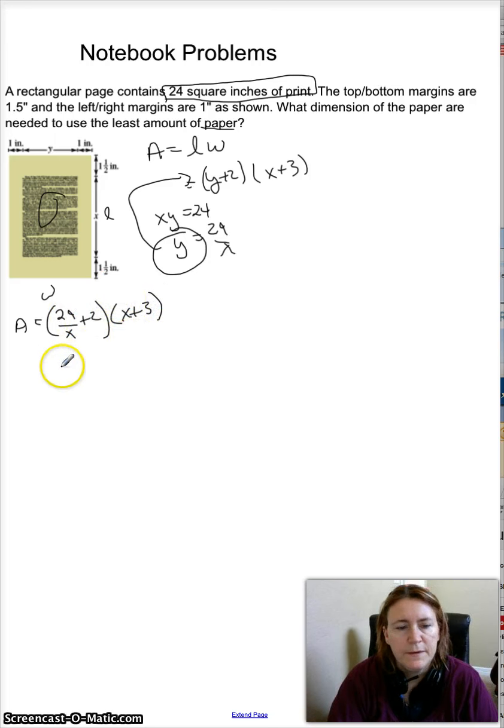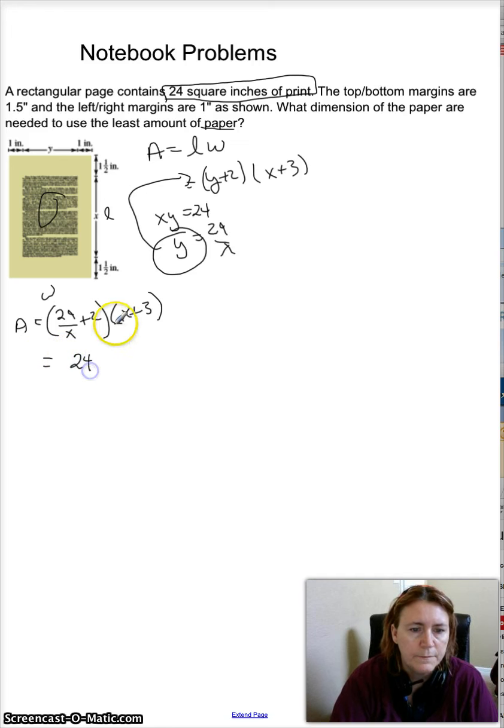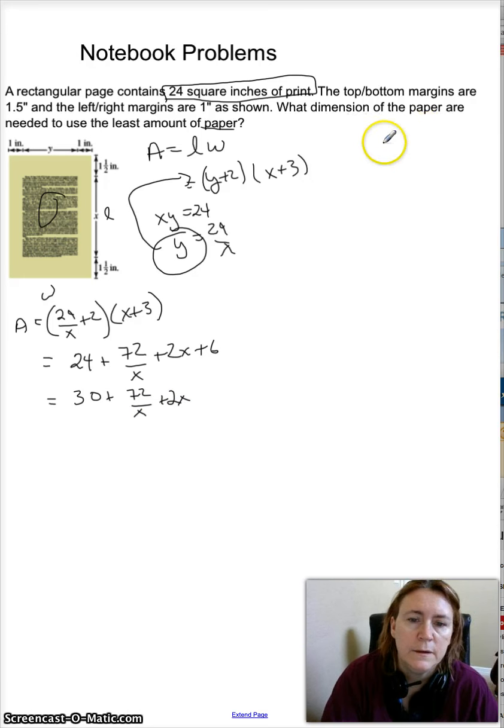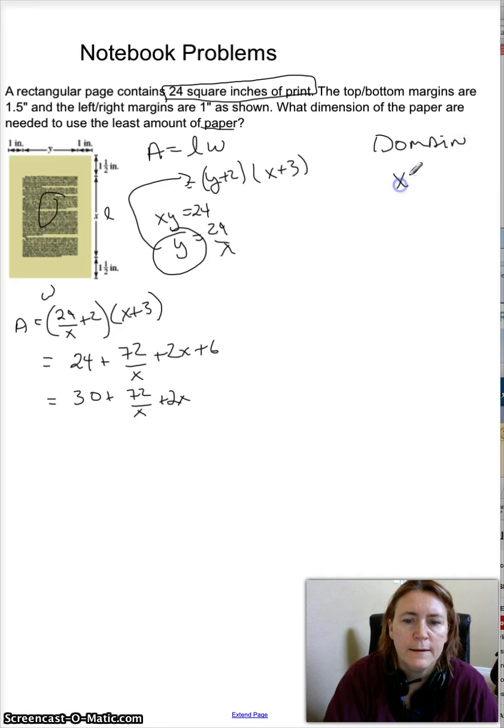Now let's just go on and multiply this thing out. This is 24, and then 3 times 24 is 72 over x, plus 2x plus 6. So the area equation we're going to be working with is 30 plus 72 over x plus 2x. Now quite clearly x cannot be 0. So for my domain, I know immediately that x has to be positive.